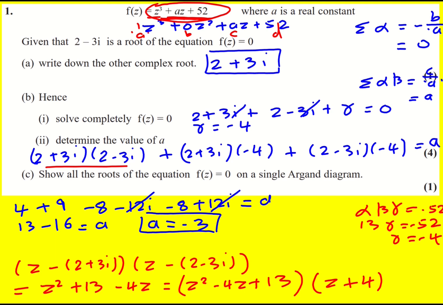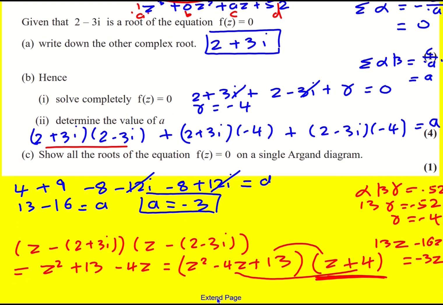And then if you wanted to get the a term, then it would come from doing 13 times z and minus 16z, which would give minus 3z. So it's just an alternative way of, once you've got that complex root, finding the other roots by using factors instead and getting this, and then multiplying through appropriately just to check that you get no z squared term, finding out what the z term is, and that gives a. Finally, we're asked to show all the roots of the equation on an Argand diagram.